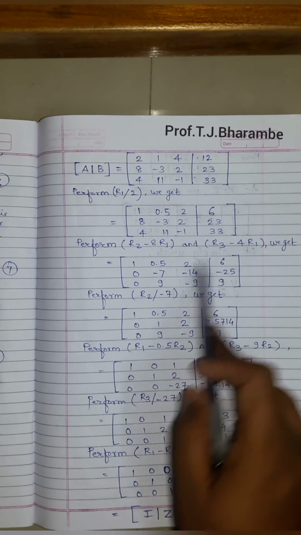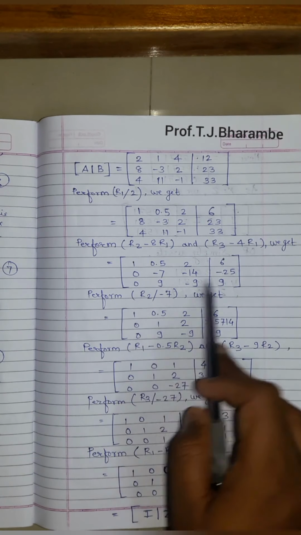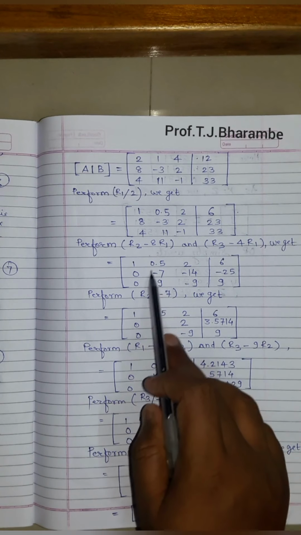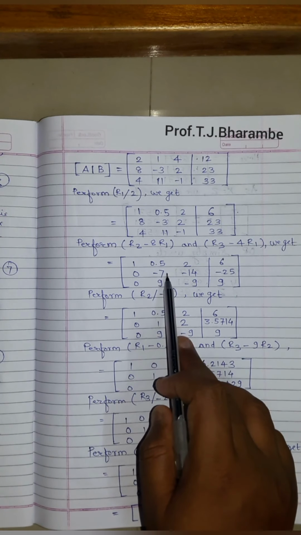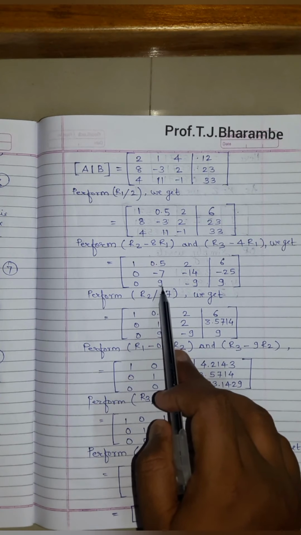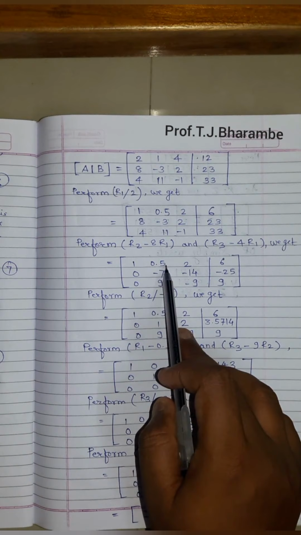Similarly, for row 3, this 4 has become 0. So our next step is to make this second diagonal element 1. Why do we have to do this? In order to make these elements, that is 9 and 0.5, 0.